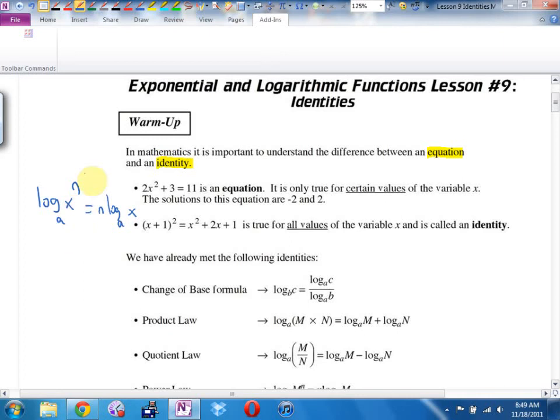One of the things we're going to look at in trig is proving identities. It's probably going to be the single toughest concept of the entire year. But we're going to spend, like, I think 6 lessons. We're going to do it very patiently, very carefully. We've already met the following identities. The base change law.